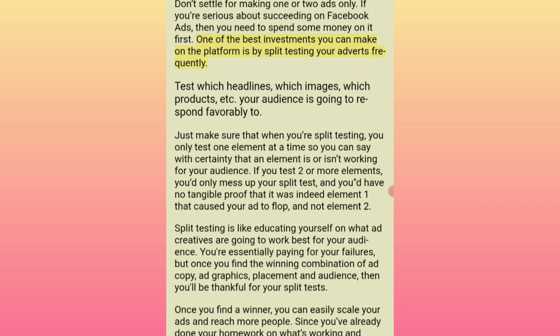If you test 2 or more elements, you'd only mess up your split test, and you have no tangible proof that it was indeed element 1 that caused your ad to flop, and not element 2.